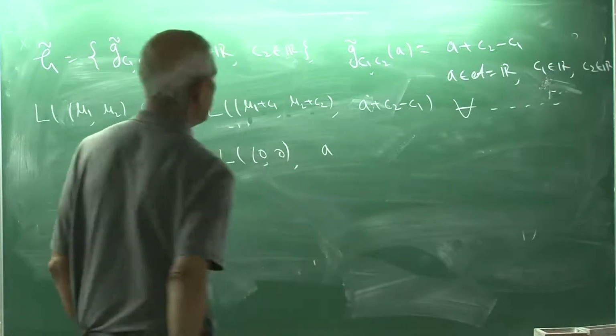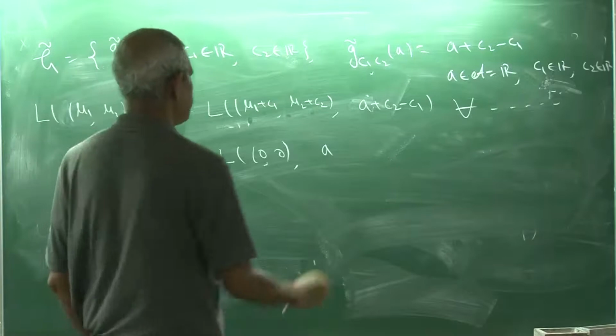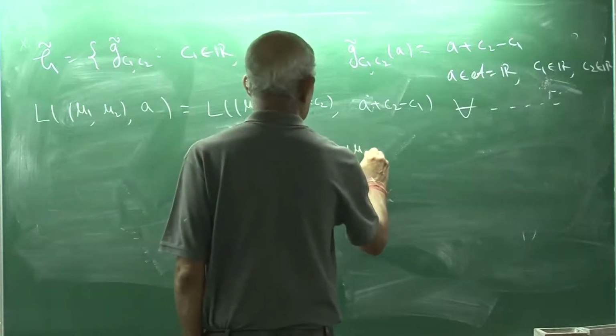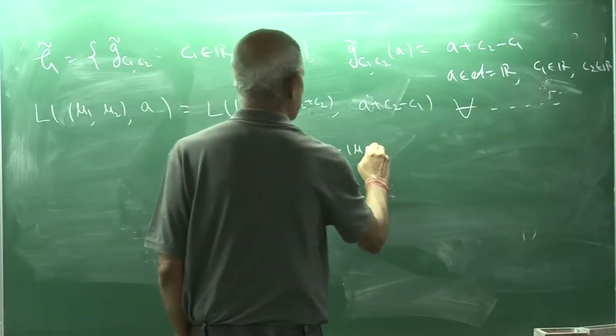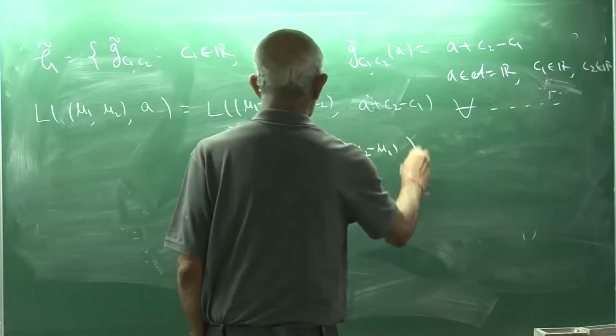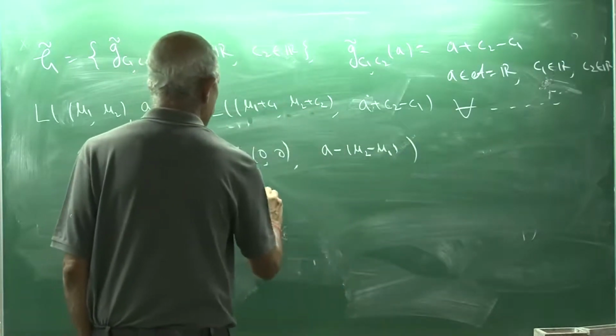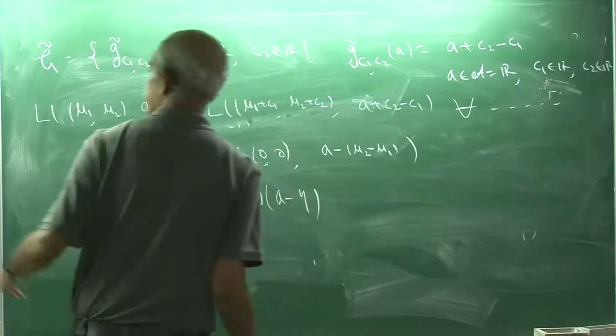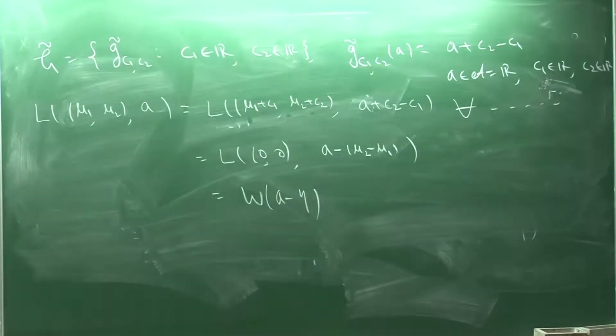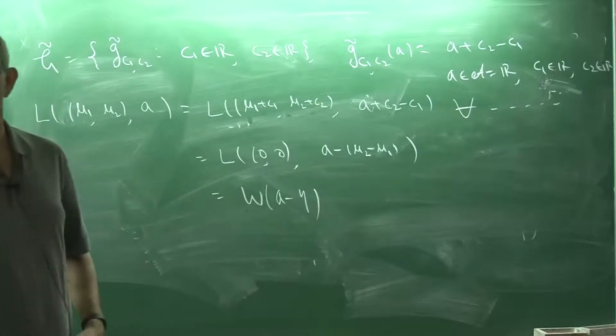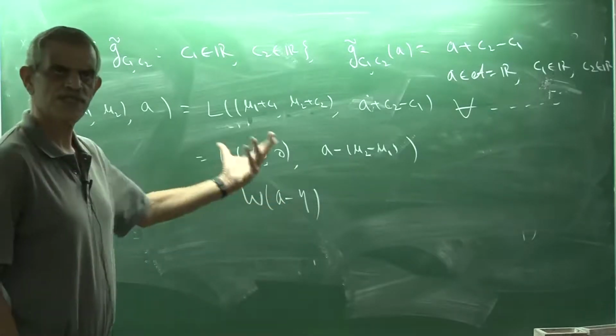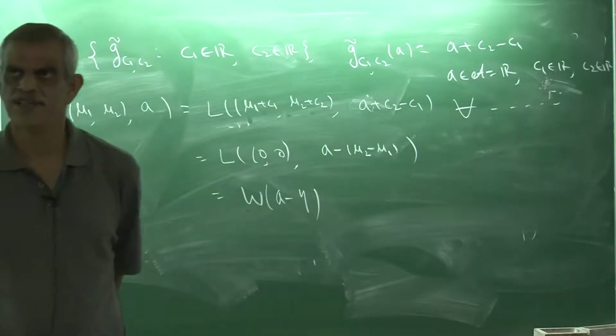With C2 taken as minus mu2 and C1 as minus mu1, this becomes A minus mu2 minus mu1. So it is some function of A minus eta, where eta is mu2 minus mu1. So if L is invariant, it has to be a function of this type, and the converse also holds, repeating the same argument.